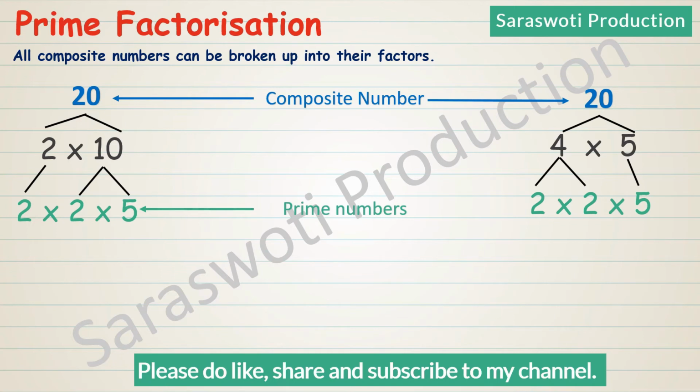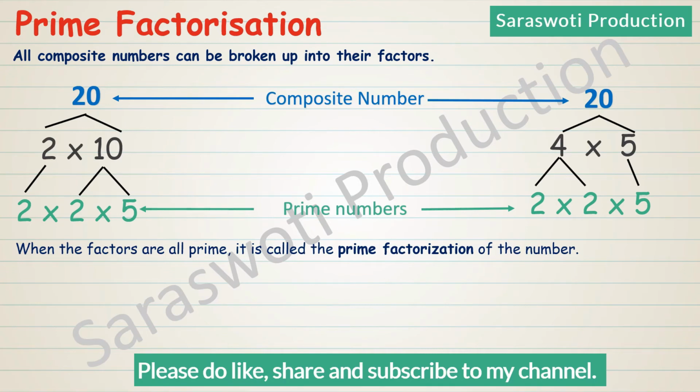So as you can see, in either way, whatever we do, we're going to get the same prime numbers at the end. In this given example, whichever way we start the division of the factors of the composite number, we end up getting the same prime factors as a result. Thus, when the factors are all prime, it is called the prime factorization of the number. Very simple? Yes. So here the prime factorization of 20 is 2 into 2 into 5. Yes? And all these are prime numbers and the prime factors, and thus it is called prime factorization.